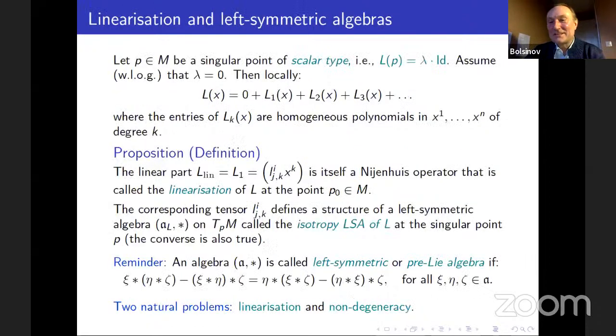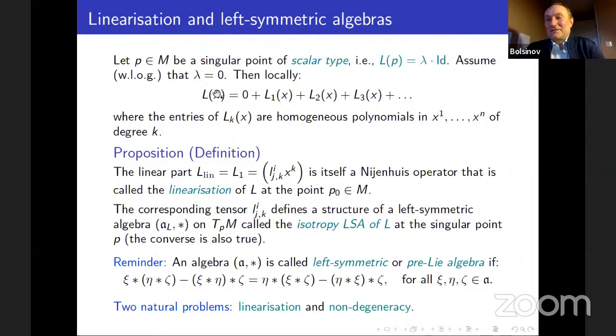Next point. This is perhaps the most interesting part of this story and the part which is the most related to Poisson geometry. Let us consider a very singular point. What do I mean by that? In Poisson geometry, that would be a point where the Poisson structure vanishes. In this case, the rank of this matrix is not important. What is important is how different this matrix is from the identity operator. But let us assume that at a given point, this operator is just identity or proportional to identity. Then without loss of generality, we can subtract lambda times identity and assume that this operator is zero at this point.